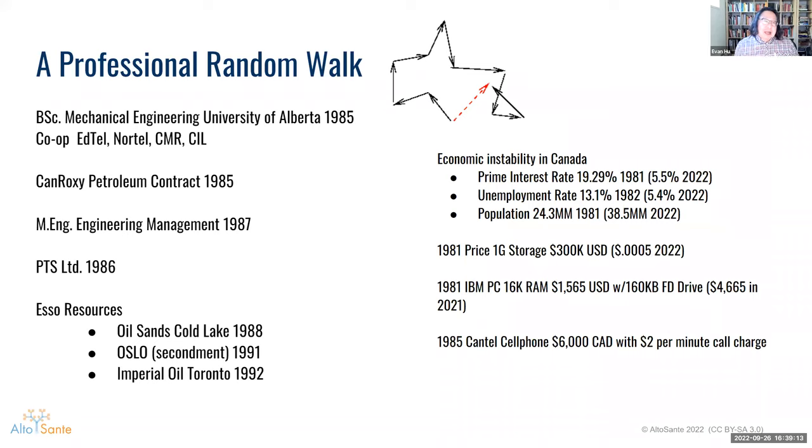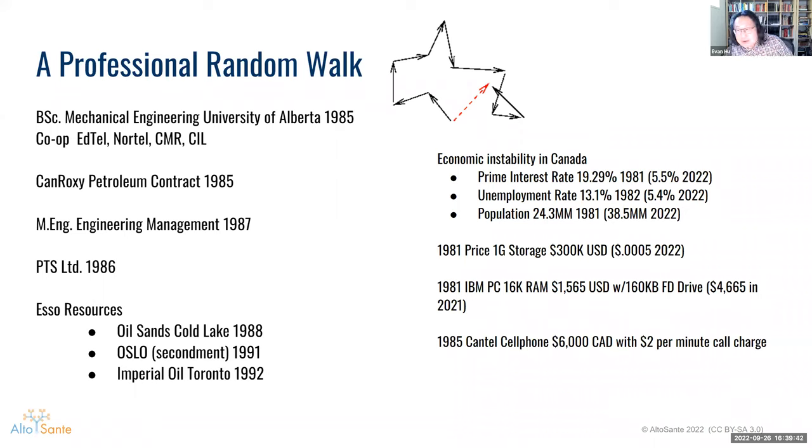So I had literally a professional random walk. In other words, I didn't have a plan. I was a B student. I couldn't get into the top universities for engineering, which I thought was what I wanted to do. I really didn't know what an engineer did, to be honest, other than what I thought they did was design cars and airplanes and stuff like that and bridges. And I soon discovered, you don't do a whole lot of that in Canada.